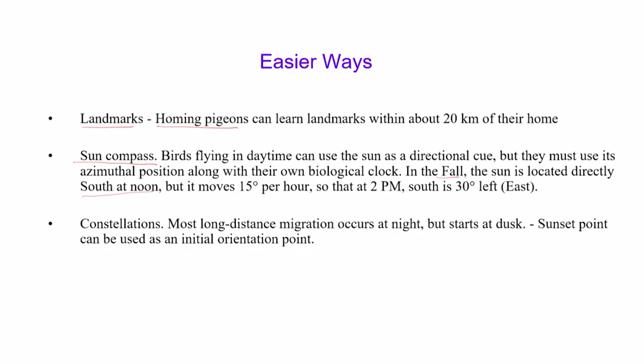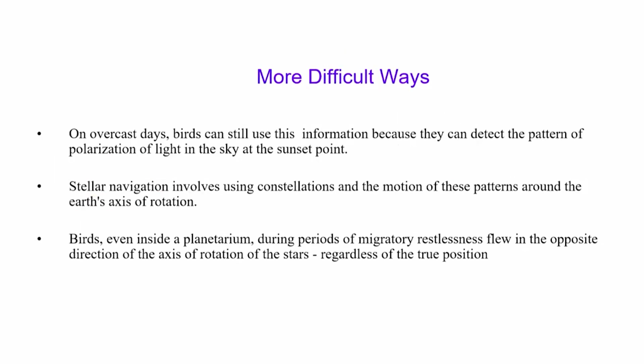A few birds also have the capability to look at the constellations at night, because some birds mostly travel at night, and in the daytime they feed themselves wherever they stop. But there are even more difficult ways of navigation. For example, if there is an overcast day, then there is no sun. How would the birds then still navigate? Well, one of the ways some birds do it is by detecting the pattern of polarization of light in the sky, which they can take as a cue for direction.